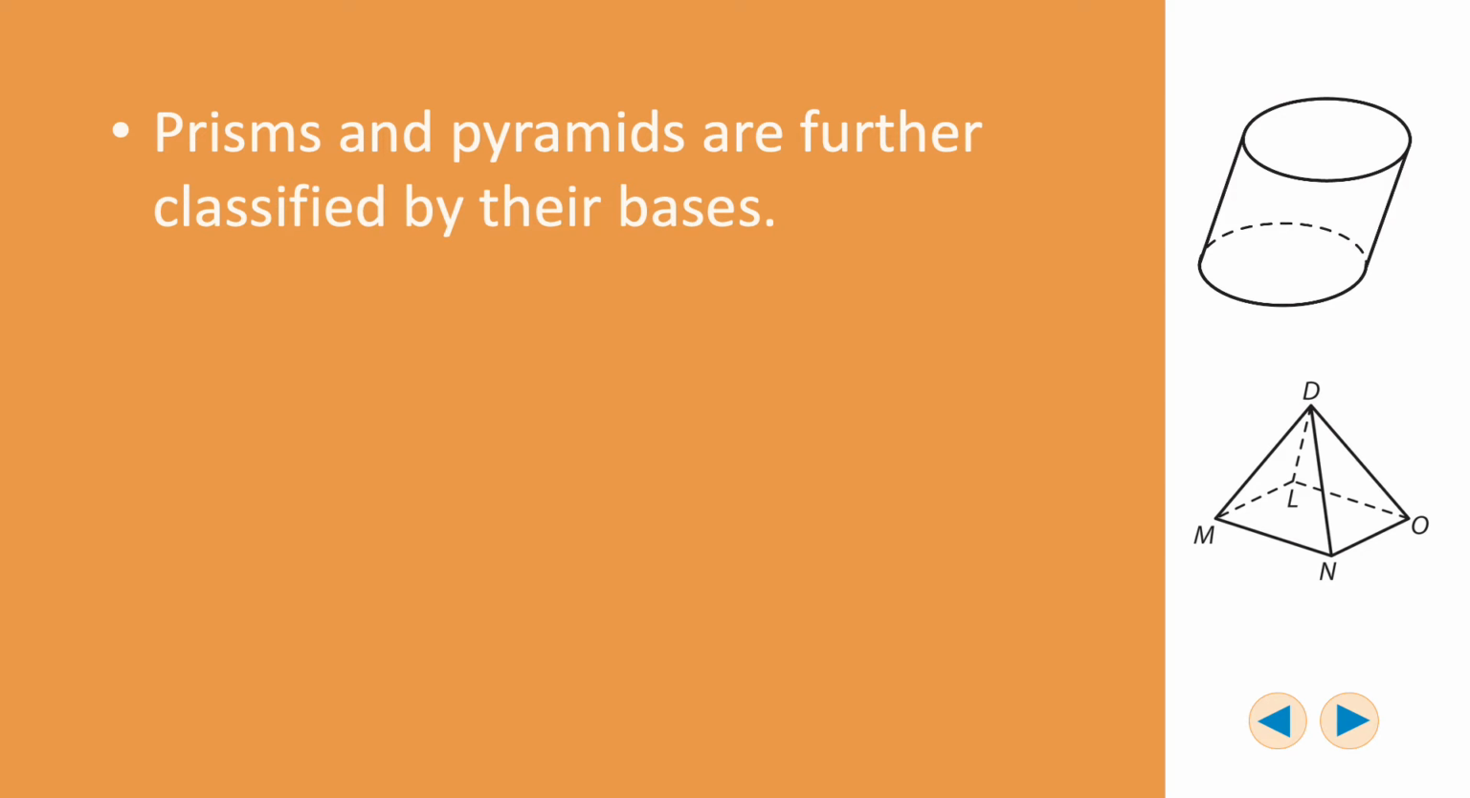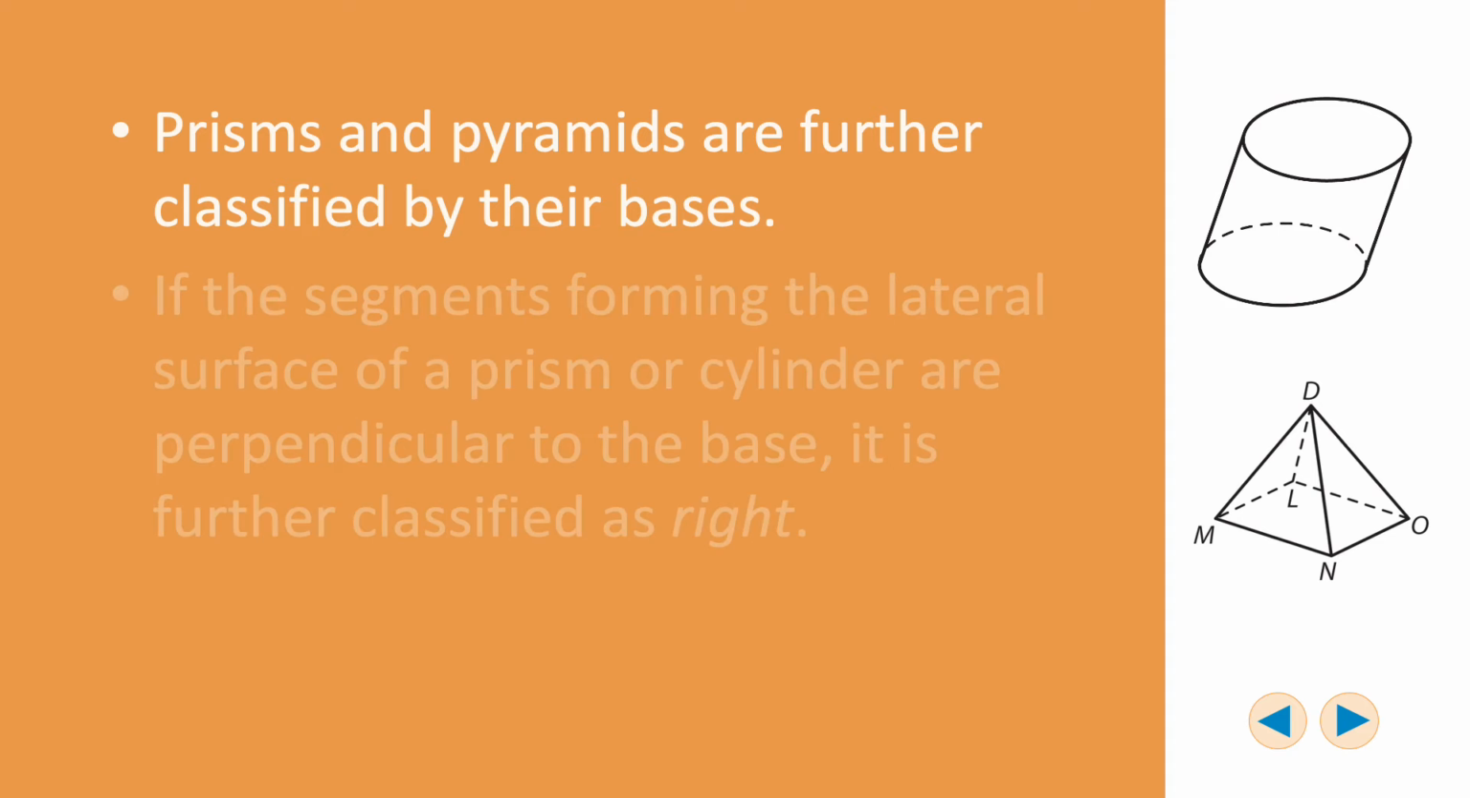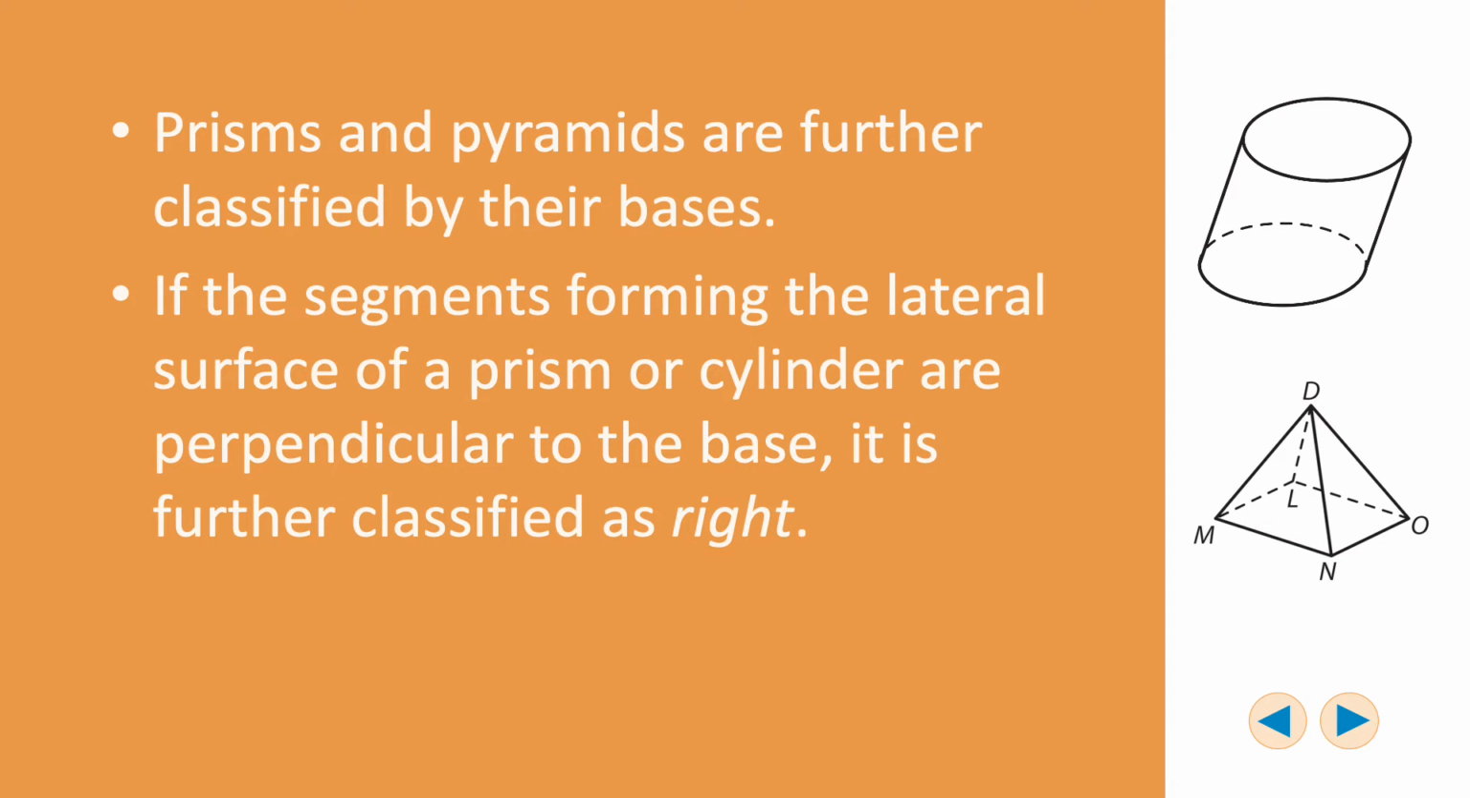Prisms and pyramids are further classified by their bases. So it's a circular cylinder or it's a rectangular prism. We're going to see that terminology very soon. If the segments forming the lateral surface of a prism or cylinder are perpendicular to the base, it is further classified as right. So we can see right here that it is not perpendicular. See that lateral side? It's not perpendicular. So that is not called a right cylinder.